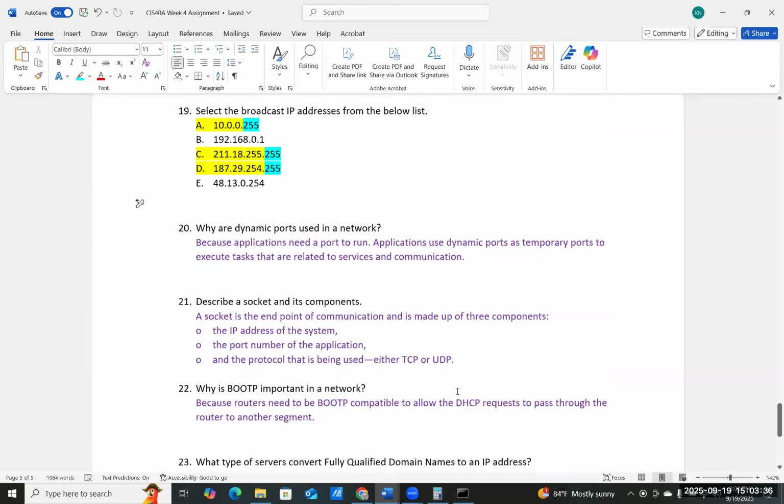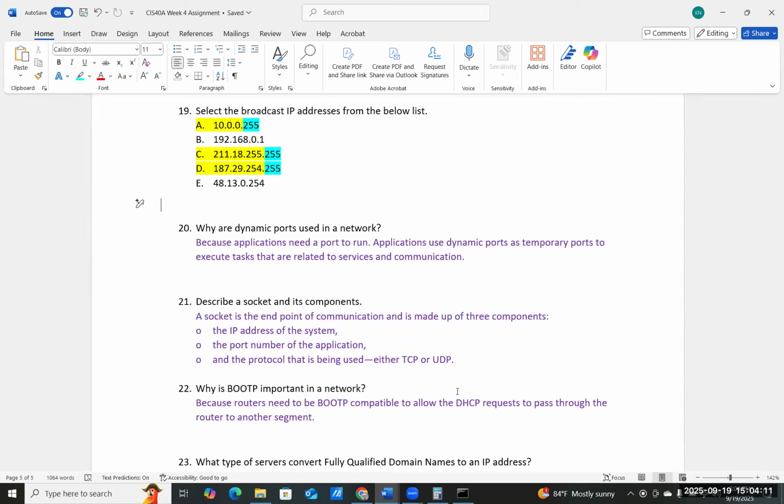Okay, so to answer that question for 29, why are dynamic ports used in the network? So that way an application can use available ports to run the service. And it's temporary to execute certain tasks for communication or to complete a certain required task related to the service.